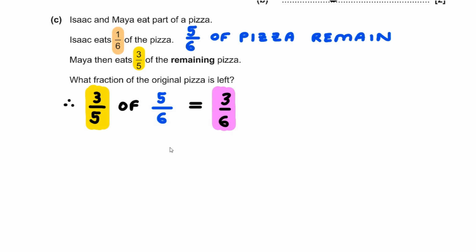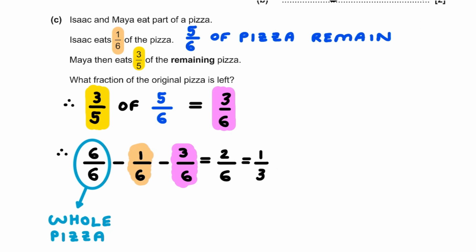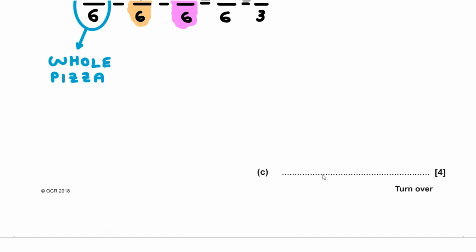So this is how much Maya eats of the whole pizza. So therefore, to find out what fraction of the original pizza is left, we have 6/6, which is the whole pizza, subtract the 1/6, which is how much Isaac eats, subtract the 3/6, which is what Maya eats. This leaves us with 2/6, which is equal to 1/3. So the fraction of the original pizza that's left is 1/3.